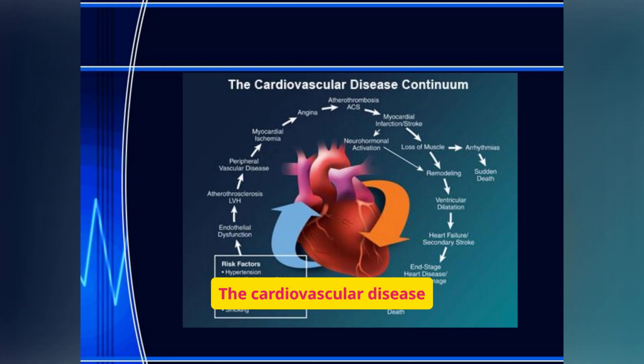The cardiovascular disease continuum illustrates how risk factors progress to serious conditions. Understanding this progression is key to preventative care and effective treatment strategies. It starts with conditions like hypertension and high cholesterol, and if left unchecked, can progress to heart failure, myocardial infarction, and stroke. This concept shows us why early intervention with medications is so important.